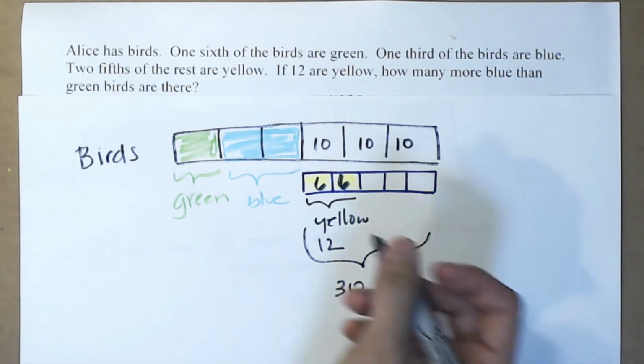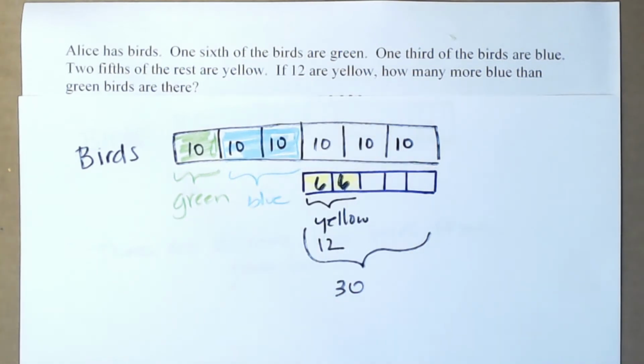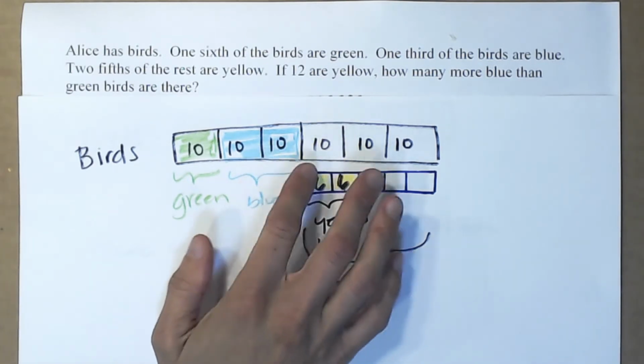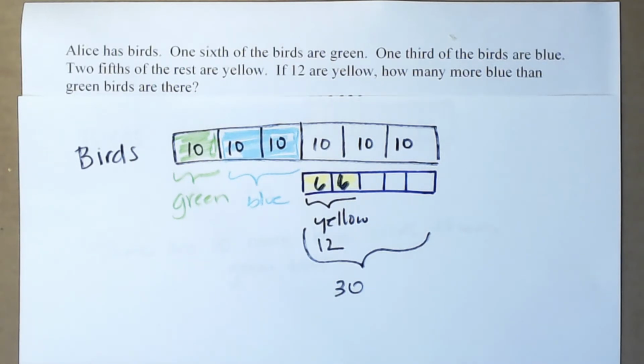So now we can put 10 in all of these and answer our question pretty simply. How many more blue than green birds are there? Well, we can see that there's 20 blue and 10 green, and there are 10 more blue than green birds. So we get the same answer, but I think it's a little easier this way. It's not as messy drawing all those small little parts.